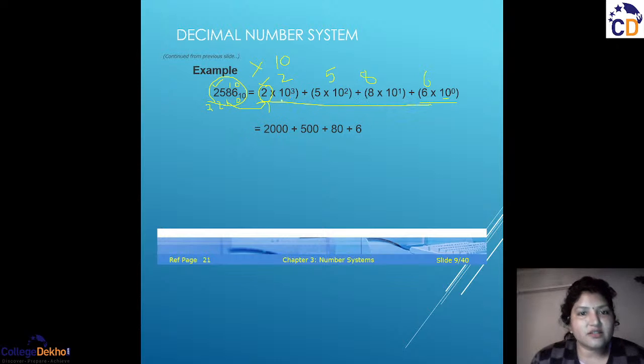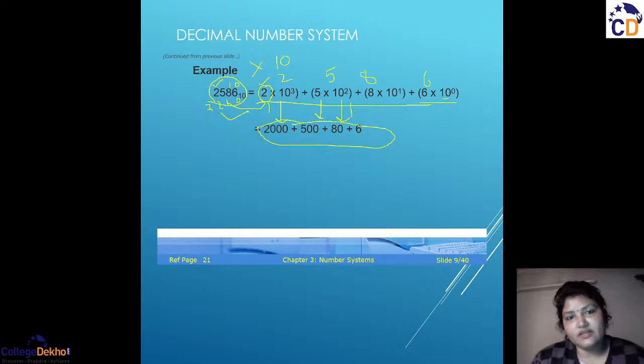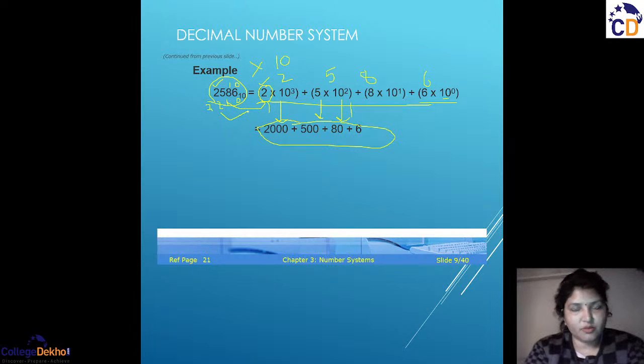Then we perform the multiplications, 10 squared, then 500, and we get the same number. So this is the representation of that particular number, and this is how the decimal number system works in our numericals.